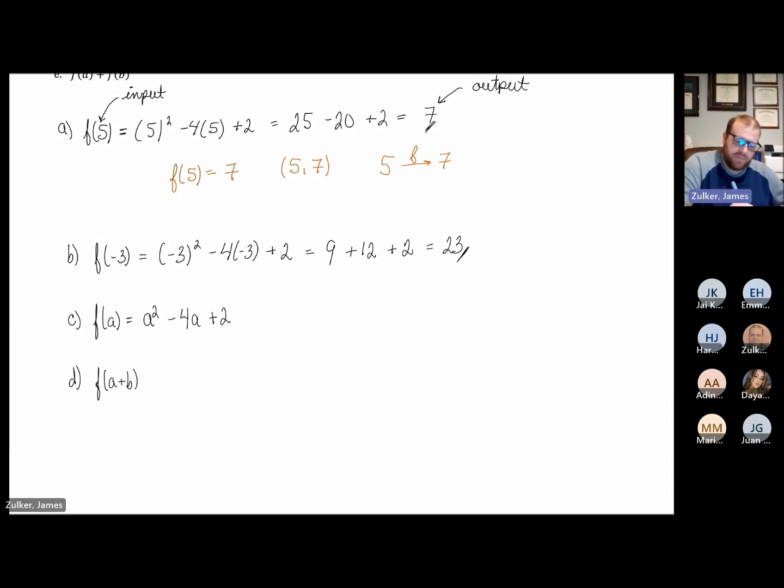Now I want F of A plus B. Again, everywhere we see an X, replace it with an A plus B. As a general rule of thumb, we want to simplify our answer. So we have to expand out A plus B squared. That is a special algebra formula. Remember that? A squared plus 2AB plus B squared.